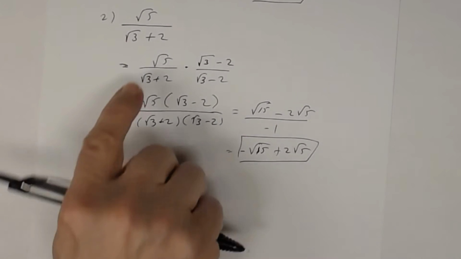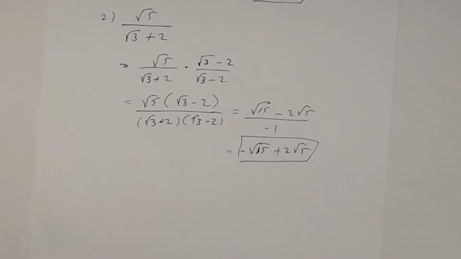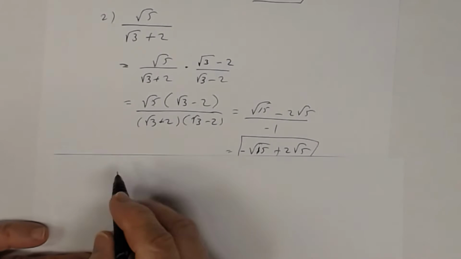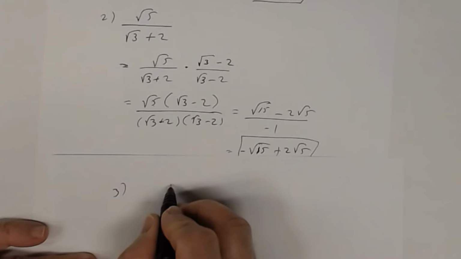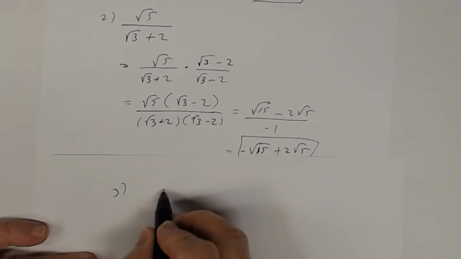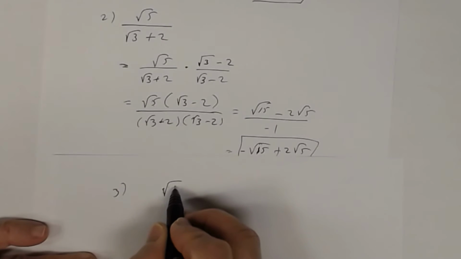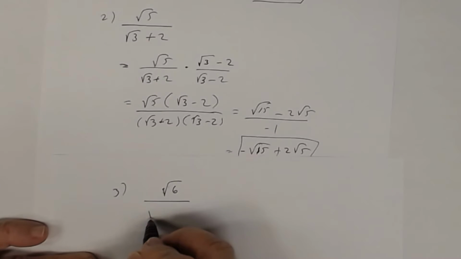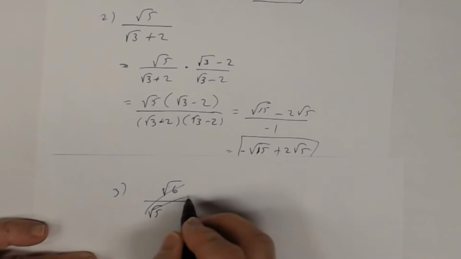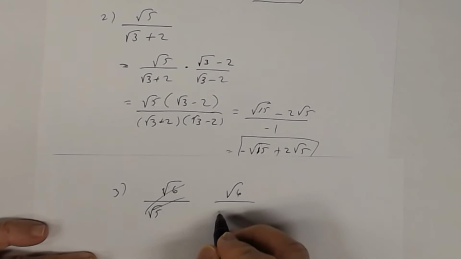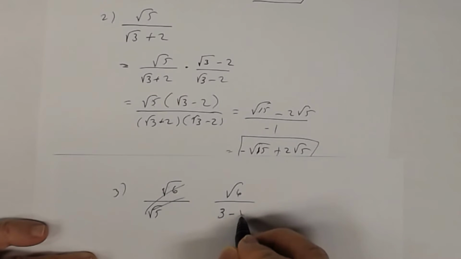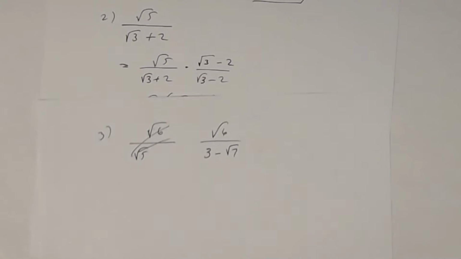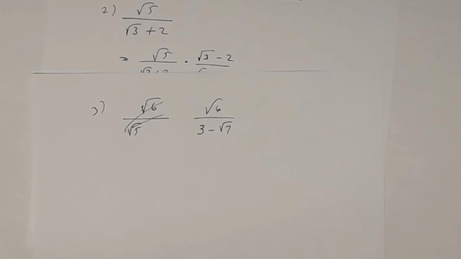Let me go ahead and do another one, so that we don't get a negative 1, just to show you how you're going to write it. So let's put this as number 3. Let me do another square root in the numerator, so that you can remember how to deal with this. Square root of 6 divided by 3 minus the square root of 7.